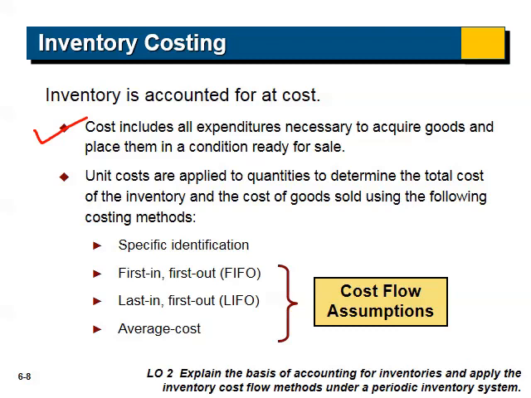In other words, we have 4 different methods to come up with the cost. 4 different methods, and we're going to teach each one in turn. We have specific identification, we have first in first out, better known as FIFO, and last in first out, better known as LIFO, and average cost. These are different ways to come up with the cost of the inventory. Let's take each one now.